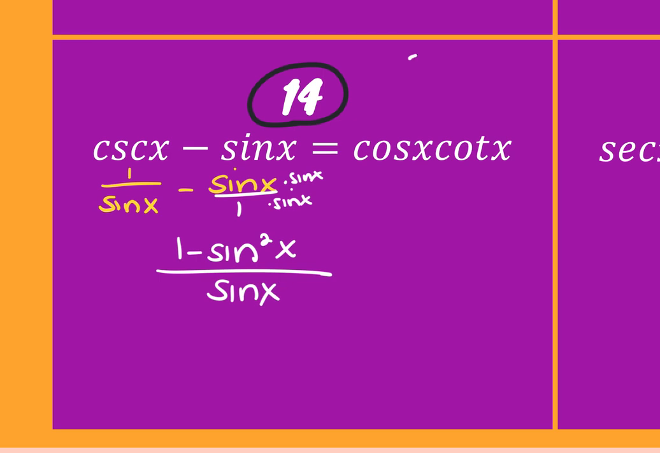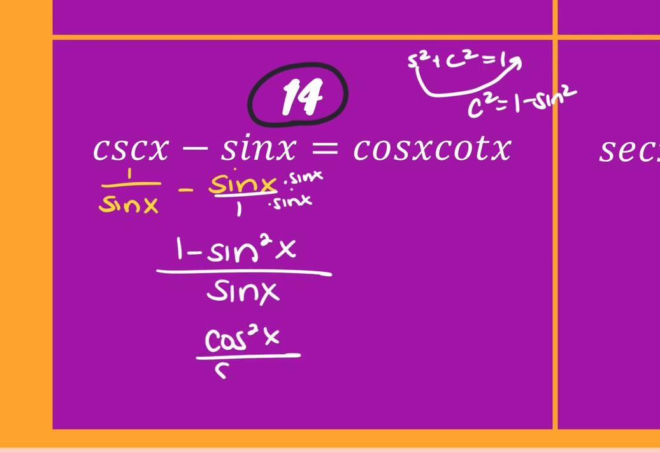Our Pythagorean identity, sine squared plus cosine squared equals 1. So if I bring the sine over here, cosine squared would equal 1 minus sine squared. And I'd replace my numerator with cosine squared x over sine x.